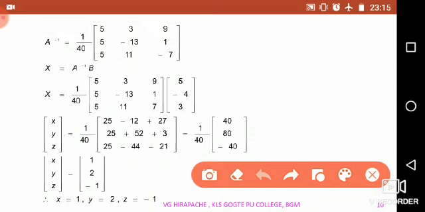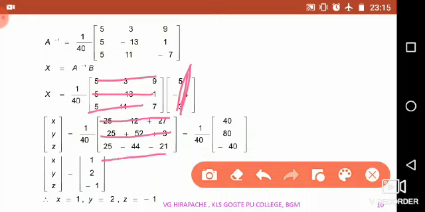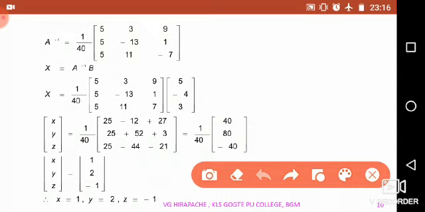We have the elements: first row with the column, we get 25 minus 12 plus 7. Second row with the same column we get 25 plus 52 plus 3. The third row with the same column we get 25 minus 44 minus 21. Therefore, 1 by 40 times the column with first row element 40, second row element 80, and third row element minus 40. Now, dividing throughout by 40, we get 40 divided by 40, 80 divided by 40, and minus 40 divided by 40, that gives minus 1. Therefore, the value of x is 1, y is 2, and z is minus 1.